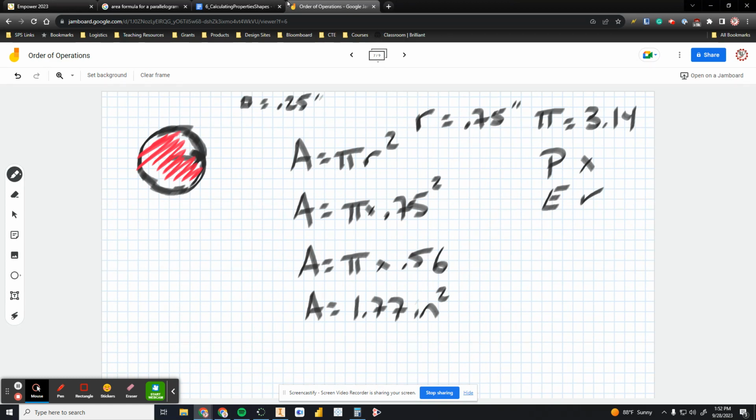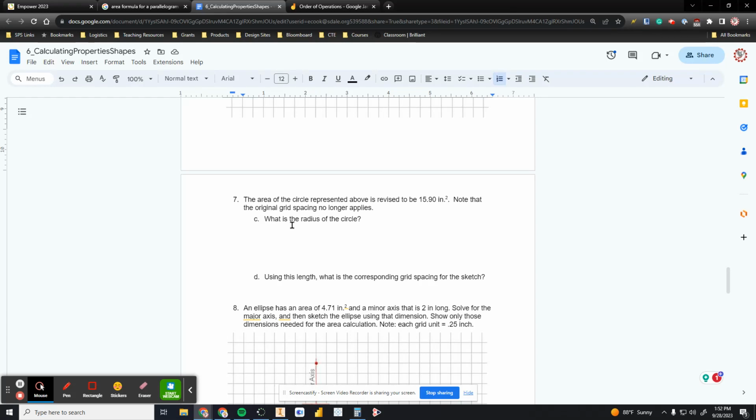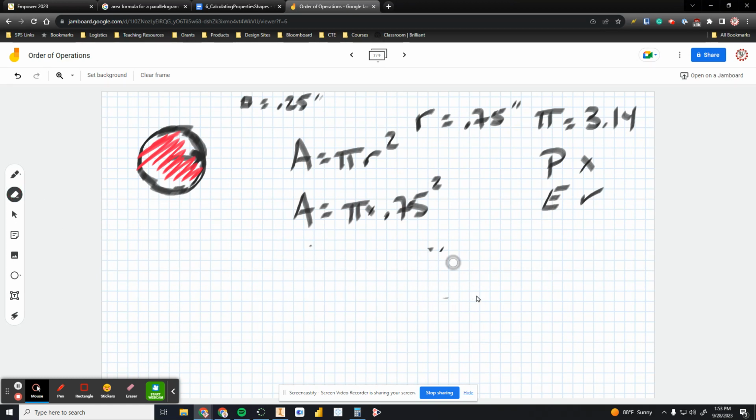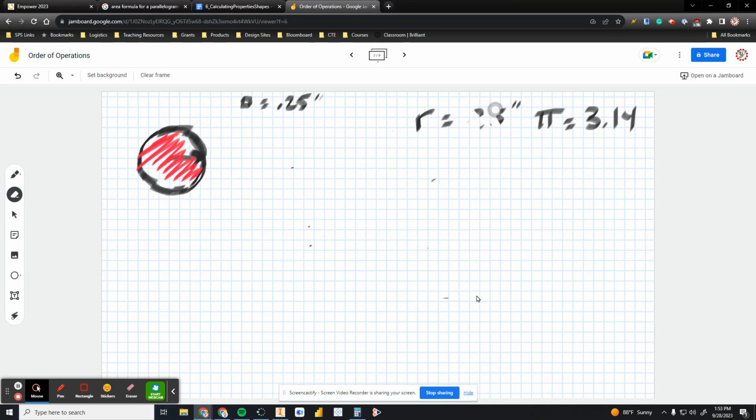And then looking on, it says the area of the circle represented above has been revised to be 15.9 inches squared. So we now have a new area. It's quite a bit larger than what it was before because our area before was 1.77. Now we have a new area, which is 15.9. So I'm going to go ahead and erase this out. I guess I could have kept my formula. Oh well. Pi is going to be the same. Radius won't be the same anymore. That's going to have to change.